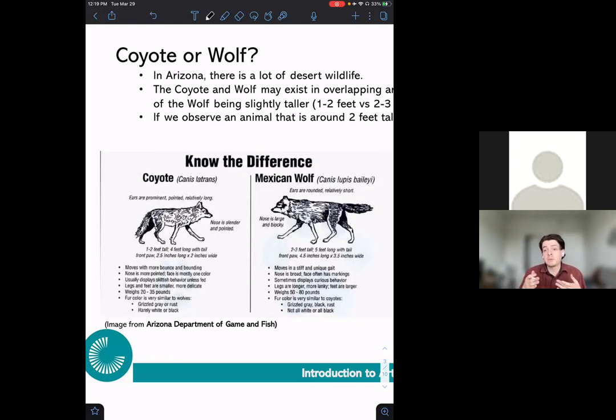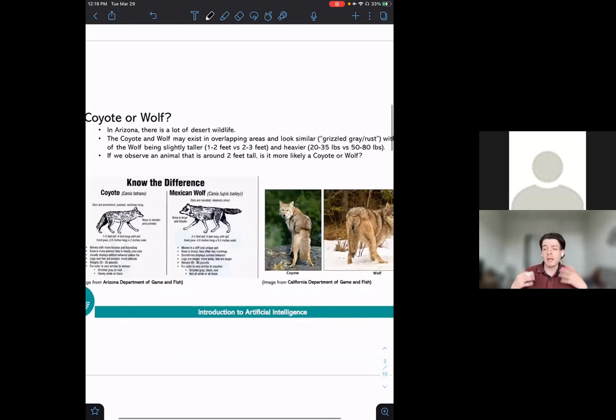And so oftentimes it may be hard to characterize them. What we're going to be answering using probability is: if we observe an animal that's around 2 feet tall, which is around the borderline of where wolves are on the lower end and coyotes are on the upper end, what's more probable?